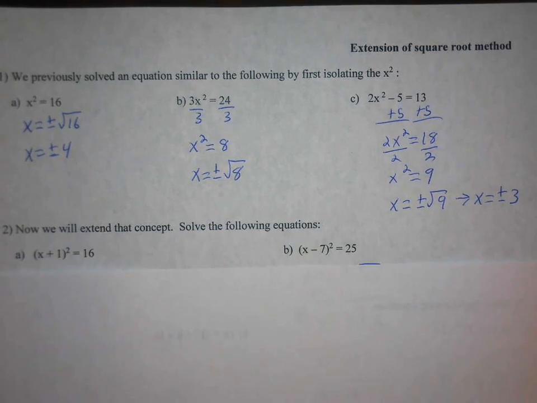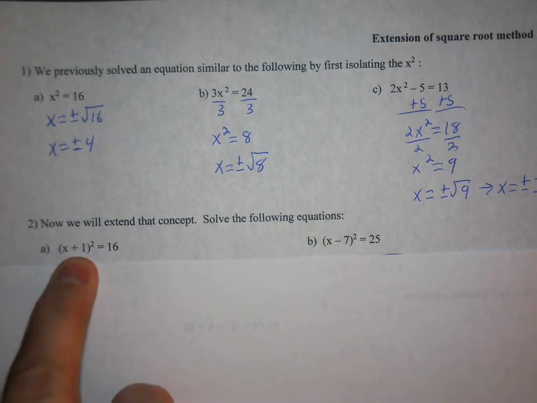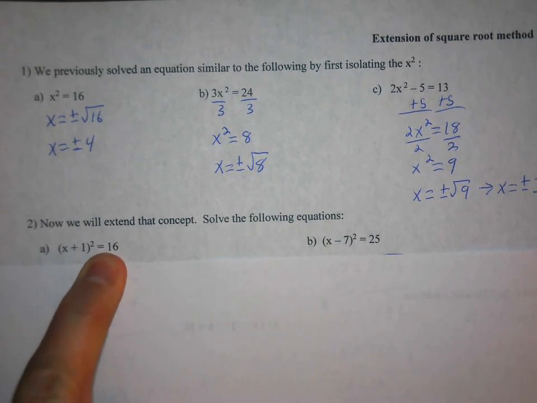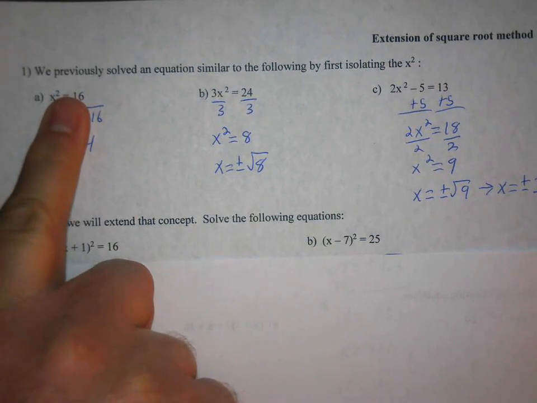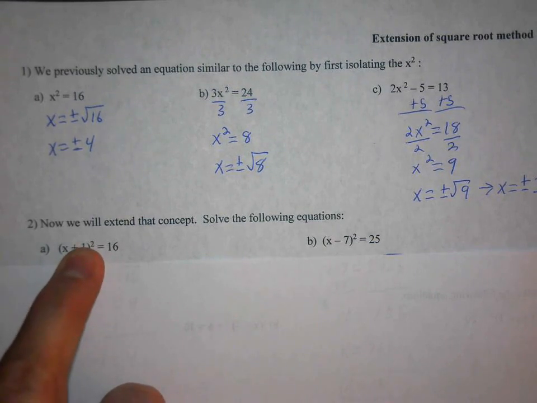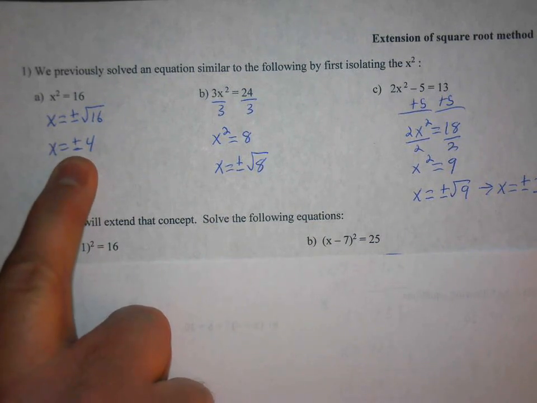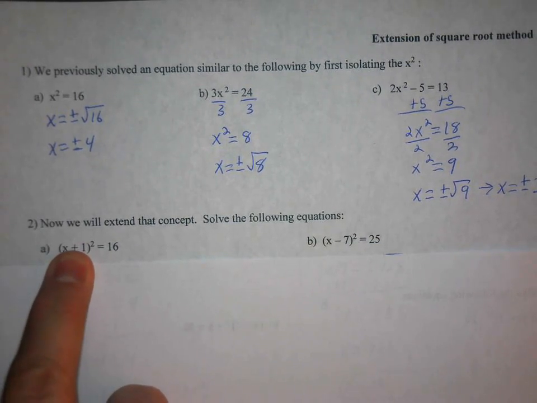So to solve the following equation, suppose we have the quantity x plus 1 squared equals 16. Notice how it's similar to x squared equals 16, but also a little bit different because of the plus 1 in the parentheses. If that plus 1 wasn't there, we would just have x squared equals 16, and we would get plus or minus 4 for the answers. Well, that plus 1 throws things off a little bit.